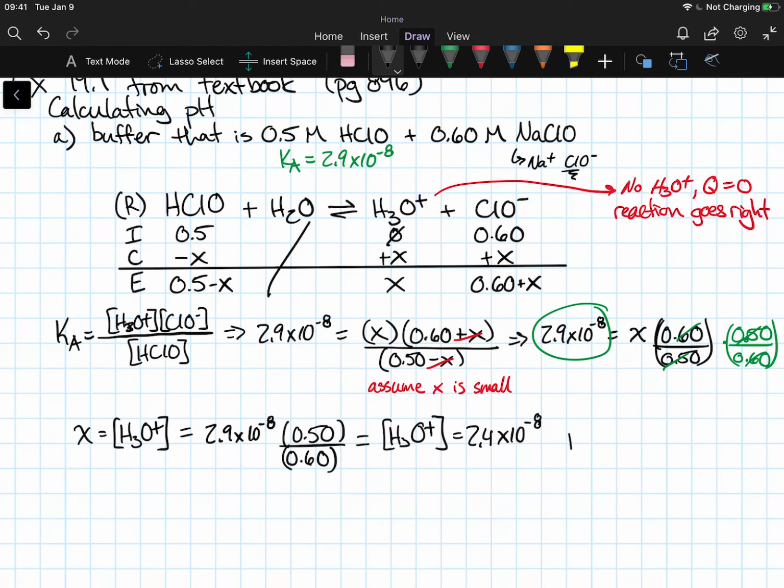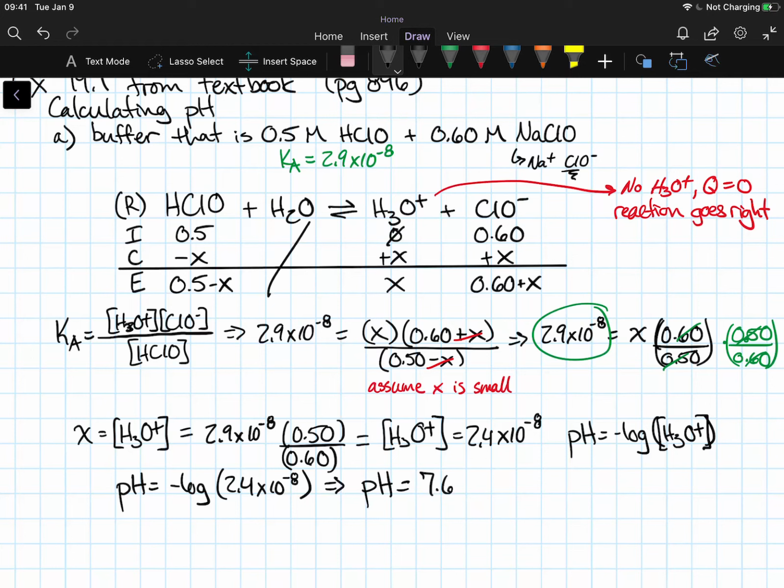So we simply just need to calculate the pH. Remember, the pH is always the negative log of the H3O plus concentration. So pH is equal to the negative log of 2.4 times 10 to the negative 8. And we end up with our pH equal to 7.66.